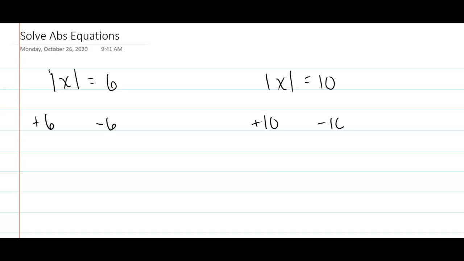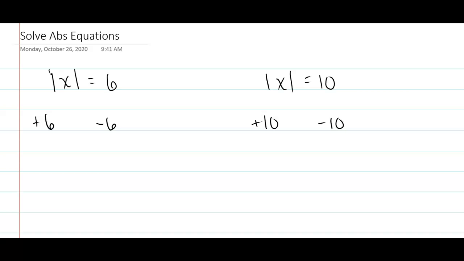This lesson we're going to be solving absolute value equations. So let's start off with a basic one. If we have the absolute value of x and it gives us an answer of 6, that means my x could either be a positive 6 or it could be a negative 6. Same as if we had the absolute value of x is equal to 10. Our x could either be a positive 10 or a negative 10.